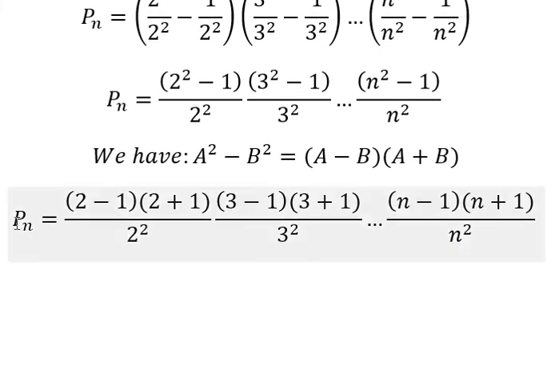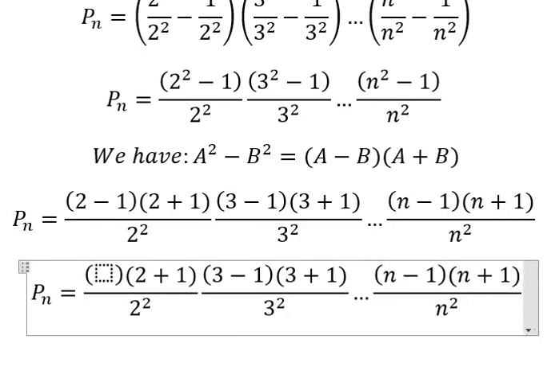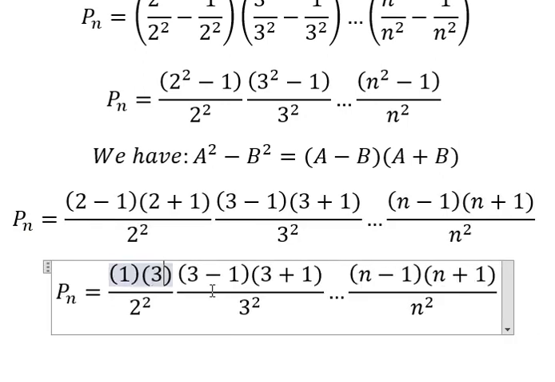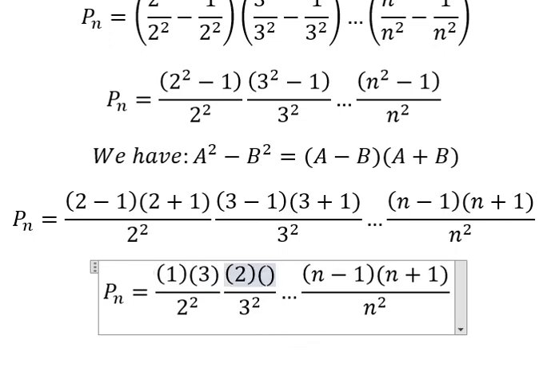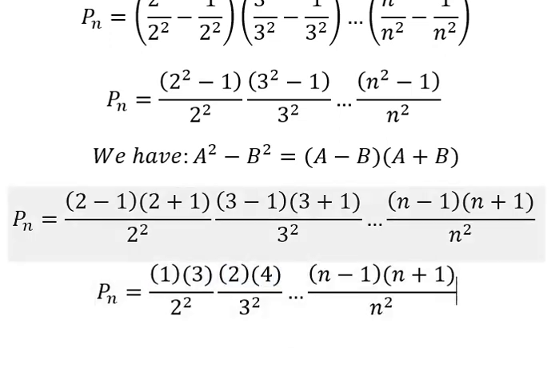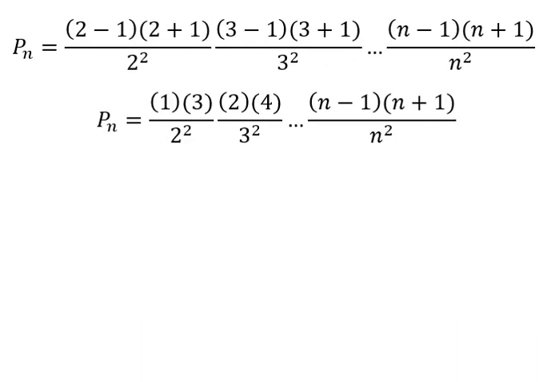So, this one we have number 1, this one we have number 3, this one we have number 2, this one we have number 4, and so on in here. So if we look carefully, we have 1, 2, 3, 4, 5, 6, and so on. We have another formula in here.